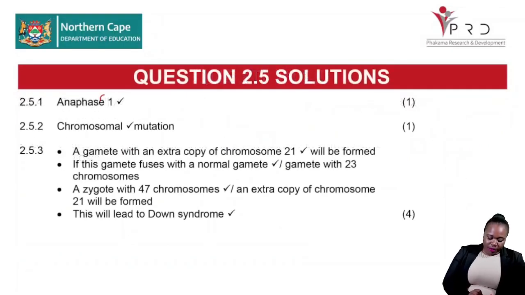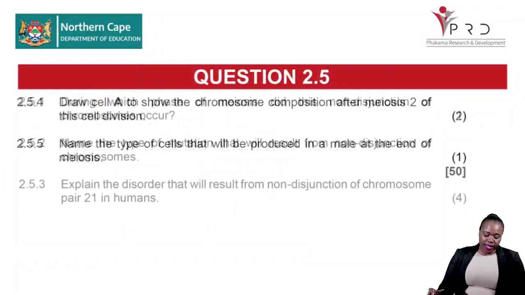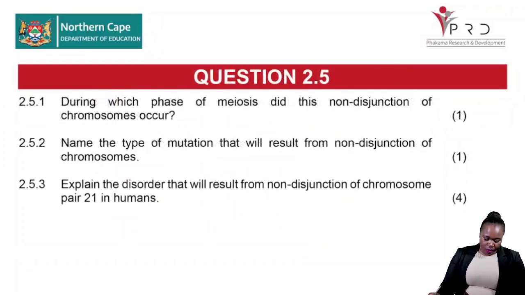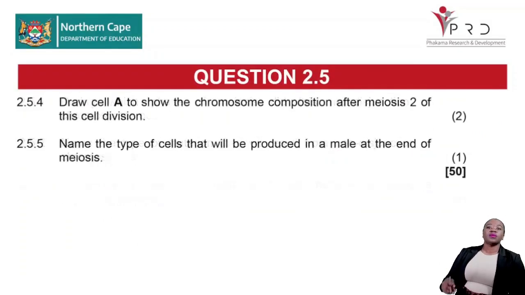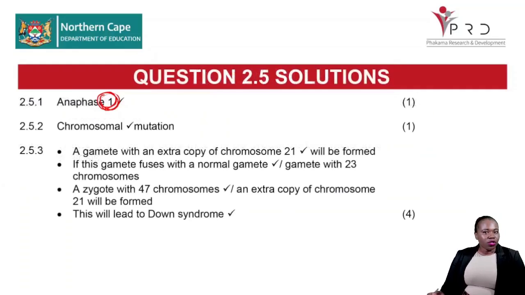Make sure that you do not make that mistake here. Because if you say anaphase 2, you will be marked wrong. Or if you simply say anaphase, you are going to be marked wrong. Make sure that you mention anaphase 1. Okay, name the type of mutation that will result from non-disjunction of chromosomes. So if chromosomes fail to separate during anaphase, what kind of mutation is that? Because it is changes in the chromosome, we say that it is a chromosomal mutation.